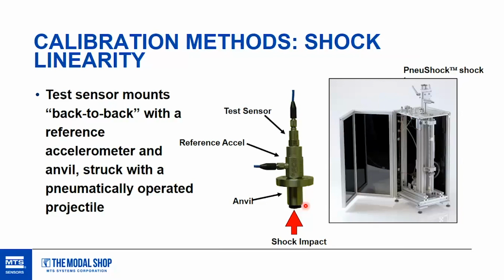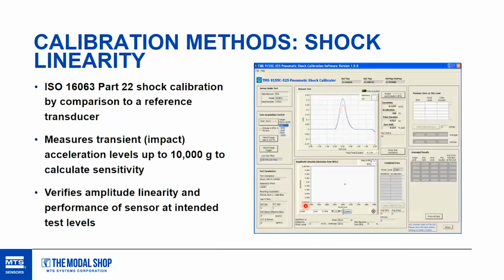And this is kind of what the software looks like to do something like that. You can see an image of the pulse on the right there. We have two outputs, one from the reference sensor, one from the test sensor. And that's a typical kind of shock pulse that you'd see in one of these shock linearity calibrations. So this type of thing is defined in ISO 16063 part 22. Part 21 is the vibration portion, part 22 is for shock. And with this type of excitation, we can get up to 10,000 Gs, 100,000 meters per second squared, and get linearity up to these higher test levels.